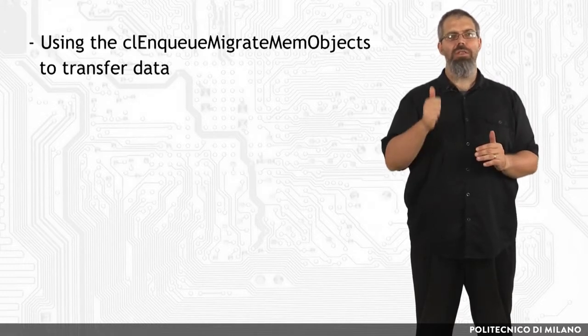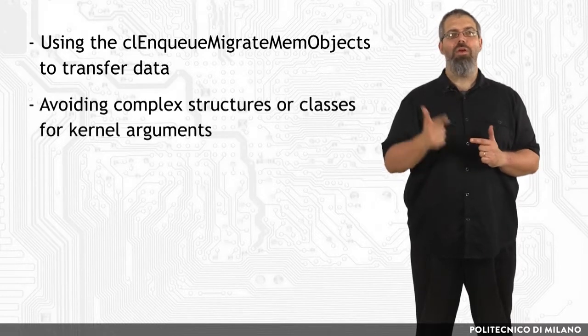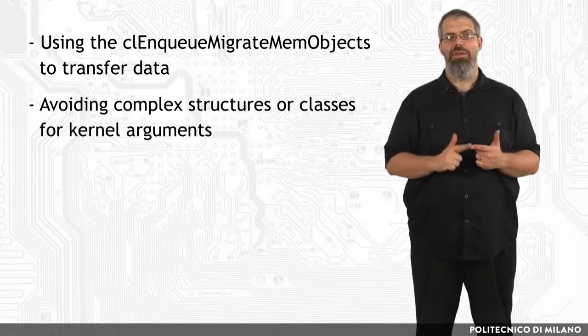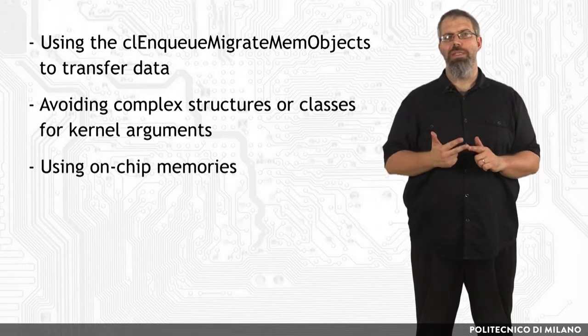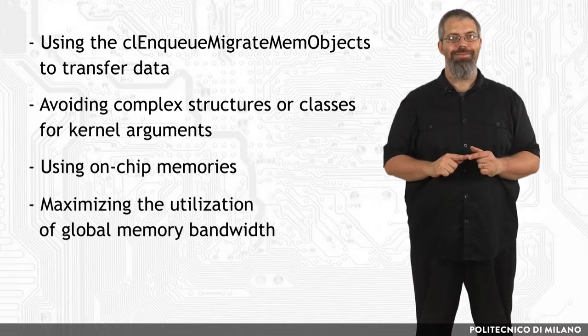Finally, last but not least, we can explore the memory-related optimization suggestions. We can summarize them as in the following list. Using the clEnqueueMigrateMemObjects to transfer data, avoiding complex structures or classes for kernel arguments, using on-chip memories, and maximizing the utilization of global memory bandwidth.